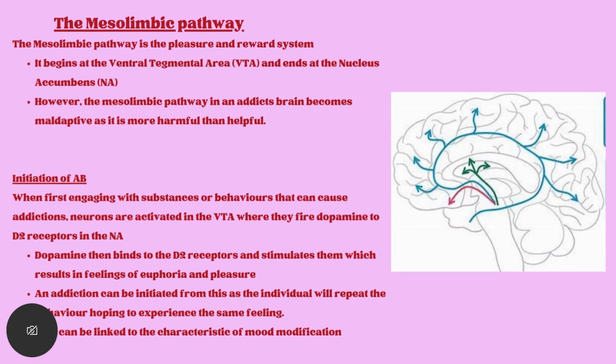In the mesolimbic pathway, the red one here, so the text matches the colour on the image, it's linked to your pleasure and reward system. Right in the middle of the brain where all 3 stem from, that's known as the VTA, the ventral tegmental area, and it ends at the nucleus accumbens, where the arrow points to. However, this pathway can become maladaptive, meaning in addicts it can become more harmful than helpful.